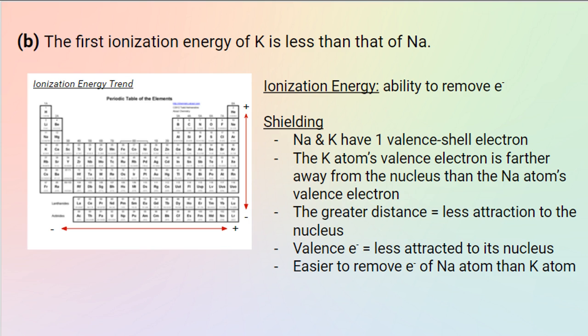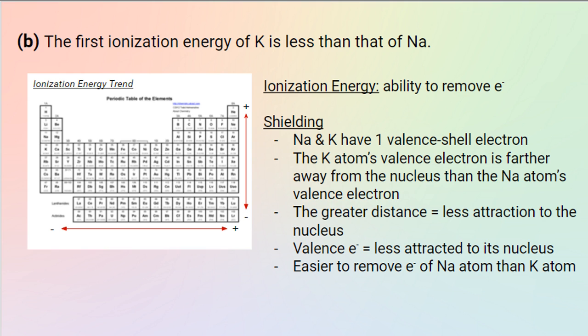Part B, the first ionization energy of K is less than that of Na. So ionization energy is the ability to remove an electron. As you go down the periodic table, ionization energy decreases. So this is because of shielding. Na and K both have one valence shell electron in its respective s orbital. So the electron configuration for Na is [Ne]3s1, while K is [Ar]4s1.